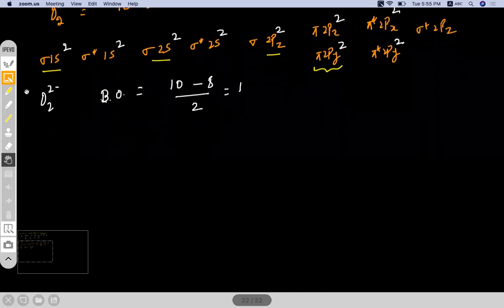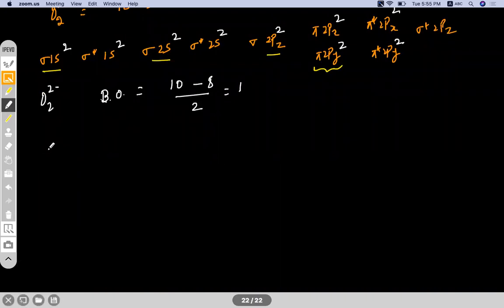Now, similarly, you can do it for O2 minus. It has 1 electron more, which means it has 17 electrons. So 1 electron goes into the anti-bonding orbital. Then the bond order would be 10 minus 7 divided by 2, that is 1.5.